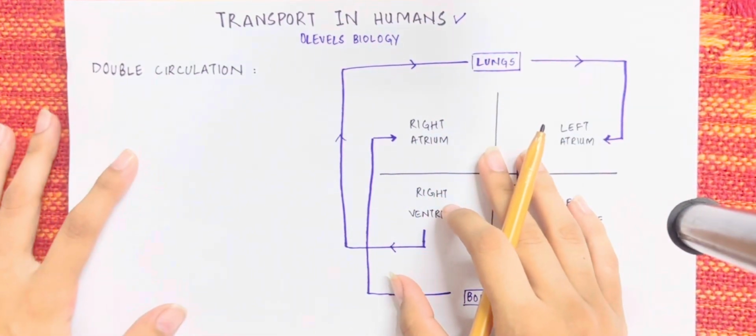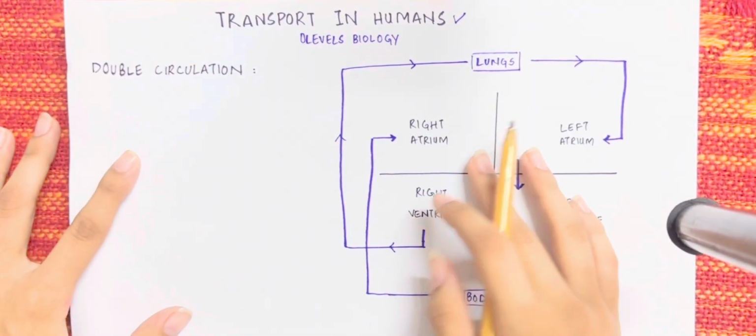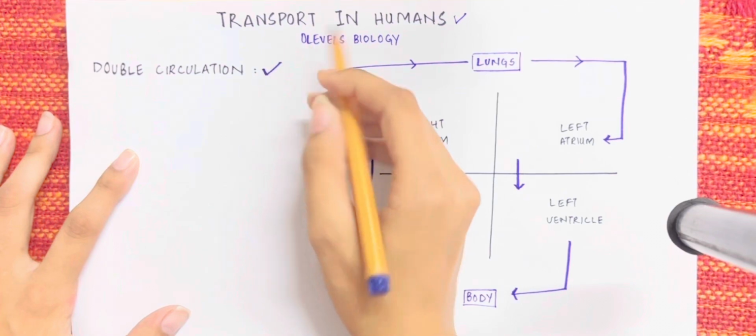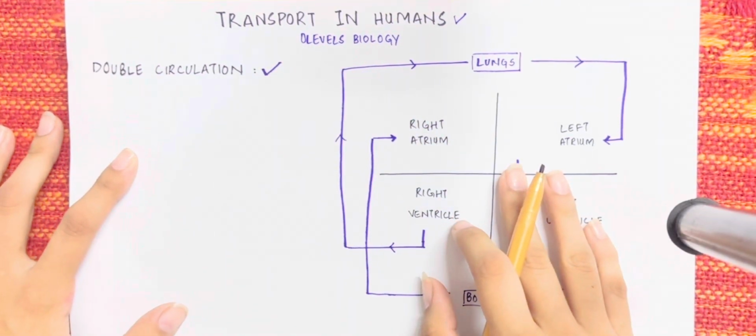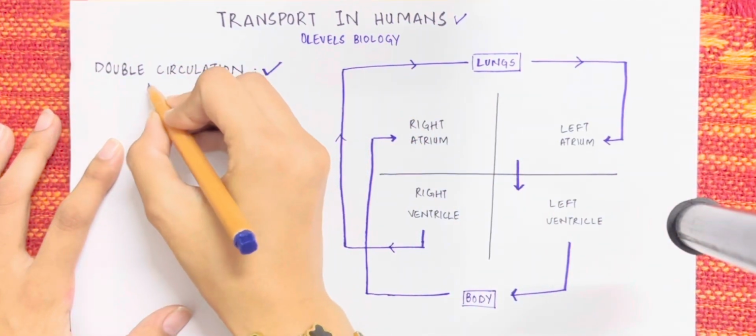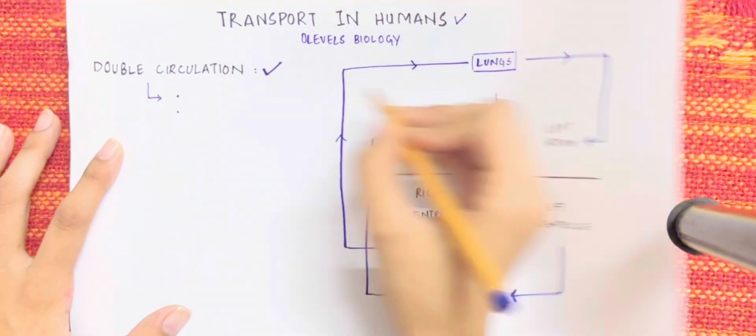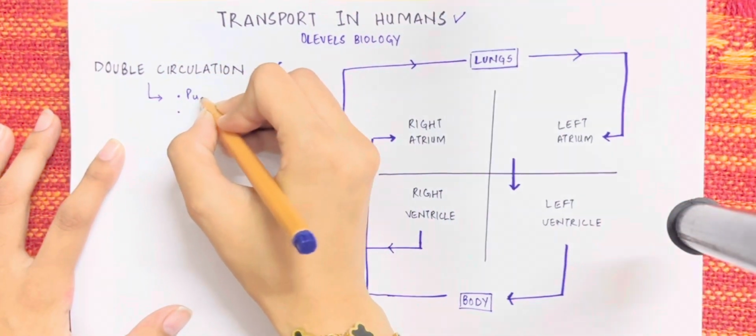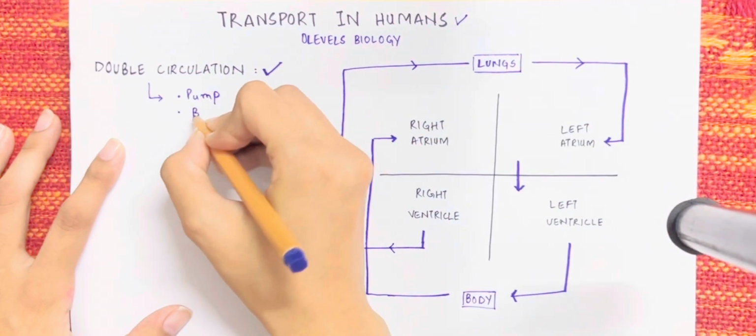When you talk about transport in humans, the first thing that should arise in your mind is the term double circulation. What is meant by double circulation? That we're going to learn in this video, but first you need to understand that when you talk about double circulation, there are two things that you must keep in mind. Number one is the pump, and number two is the blood vessels.